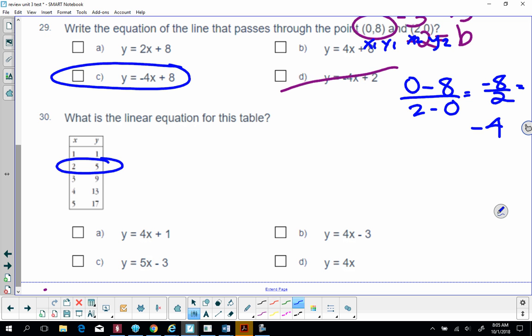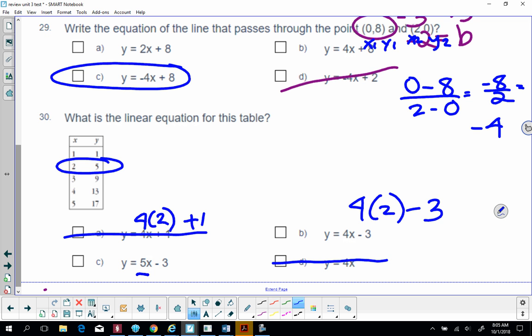I can sit here and go, okay, what is 4 times 2? 8 plus 1. Does that equal 5? I know that can't be my answer. Let's try this one. What's 4 times 2 minus 3? Could be that answer. What's 4 times 2? 8. It's not 5. And when I go here, 5 times 2 is 10 minus 3, 7. Is that 5? No. So automatically, I can use guess and check to figure out which answer that is. Sometimes you have more than one that could be the answer, so make sure you plug in 2 points to double check.